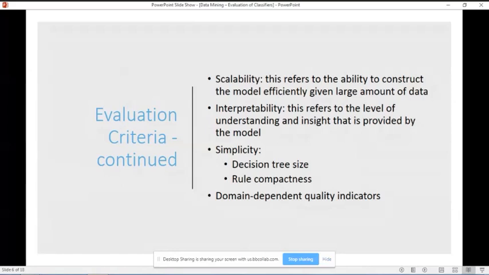Simplicity is also important for actual implementation. It's easier to understand and use an algorithm that may be implemented by a manager than a complicated algorithm. And finally, the domain of the problem can be evaluated. In healthcare, someone's life could depend on the accuracy of your model, but in advertising, the accuracy may not have as high an impact.